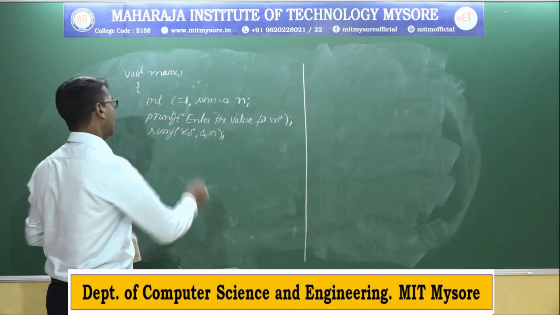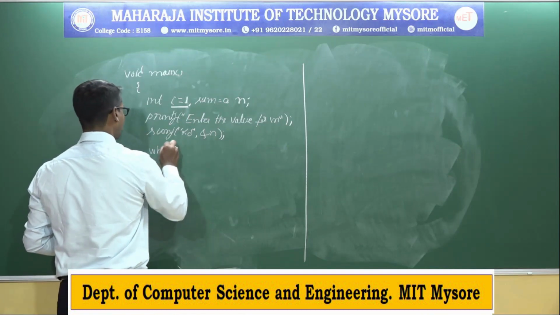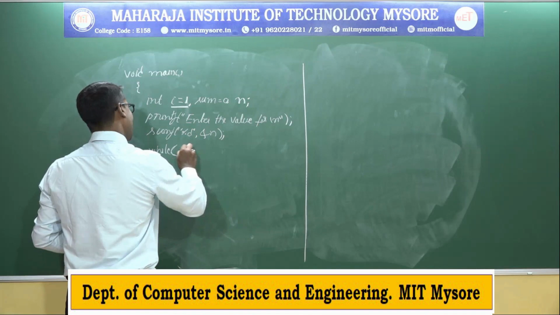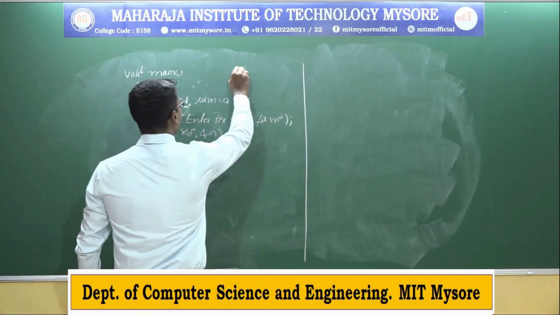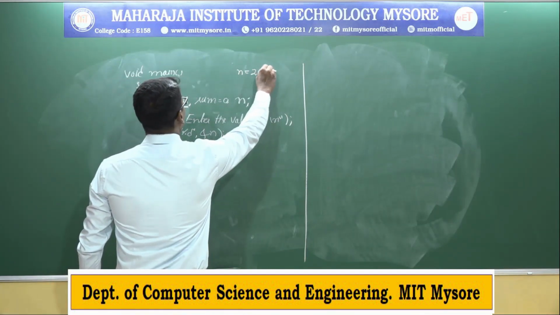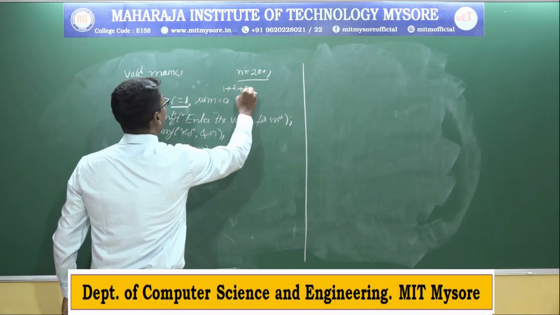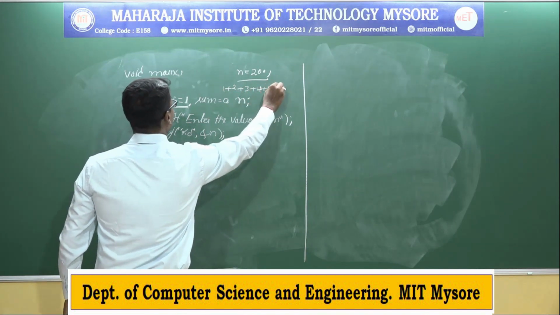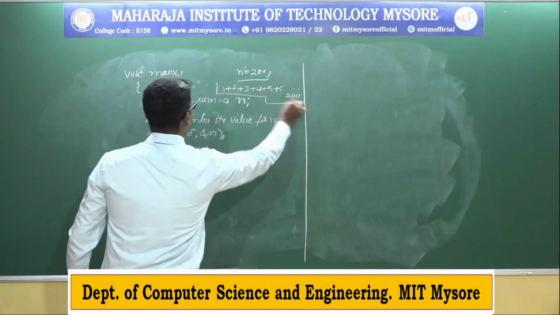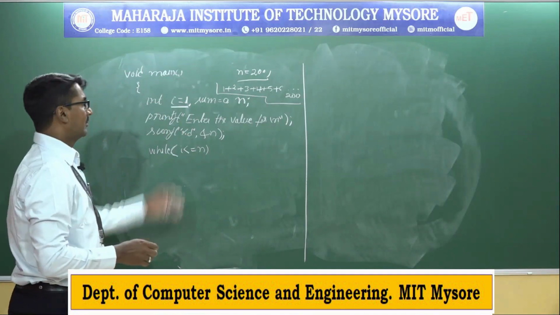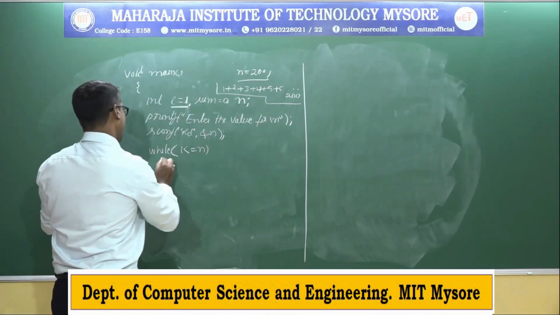So I'll consider the one. I have already initialized I is equal to 1. So while I less than or equal to n. If I enter n is equal to 200, so I need to find the sum of 200 numbers, that is 1 plus 2 plus 3 plus 4 plus 5 plus 6 up to 200. So here I set the condition I less than or equal to n.